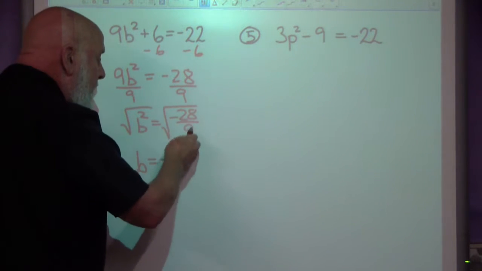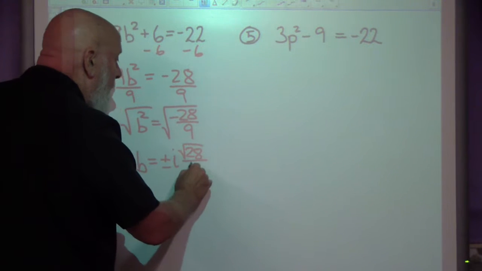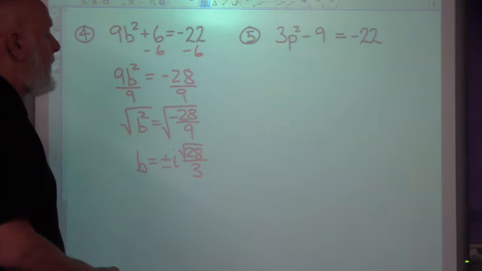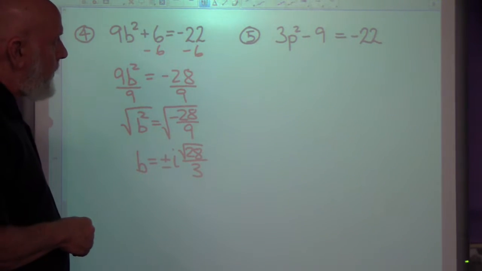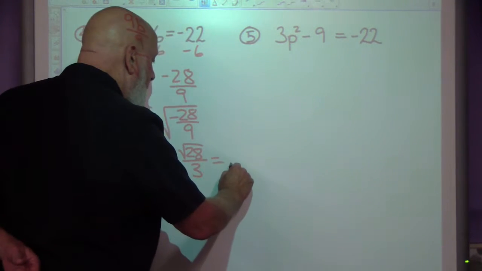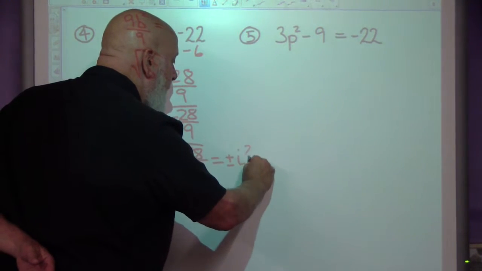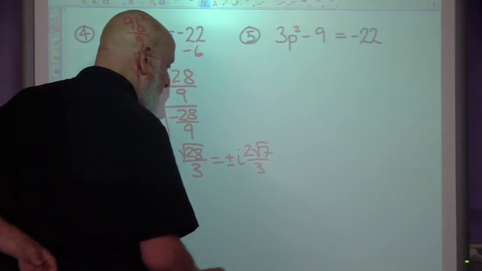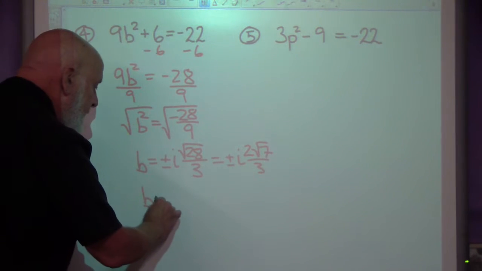The square root of 28 is the square root of 28. The square root of 9 is 3. And you know what? There's a perfect square in there too. If you take the square root of 28 with your calculator, that will give you 2 radical 7. So this would equal plus or minus i times 2 radical 7 over 3.